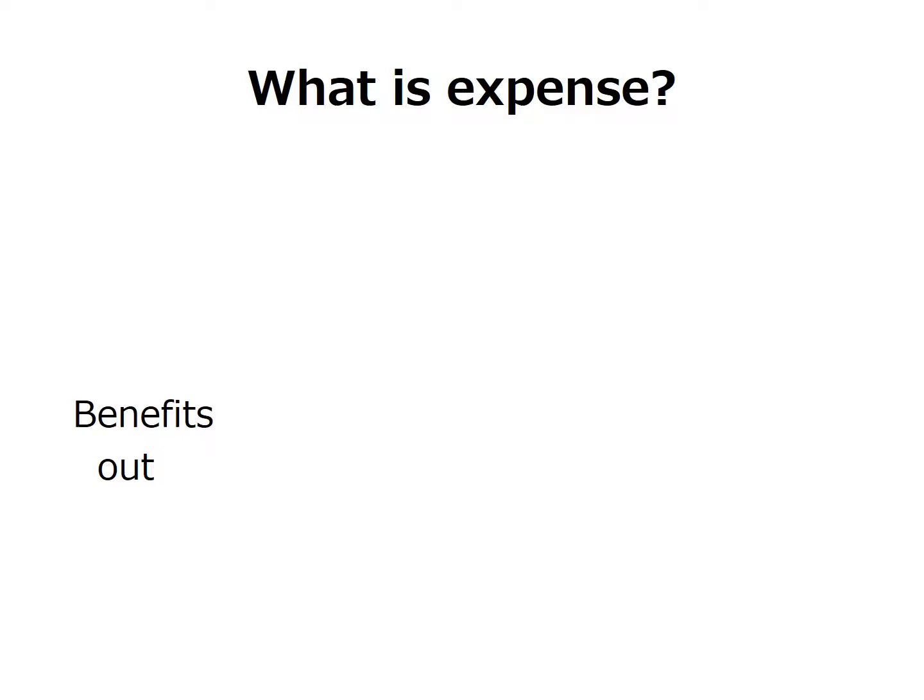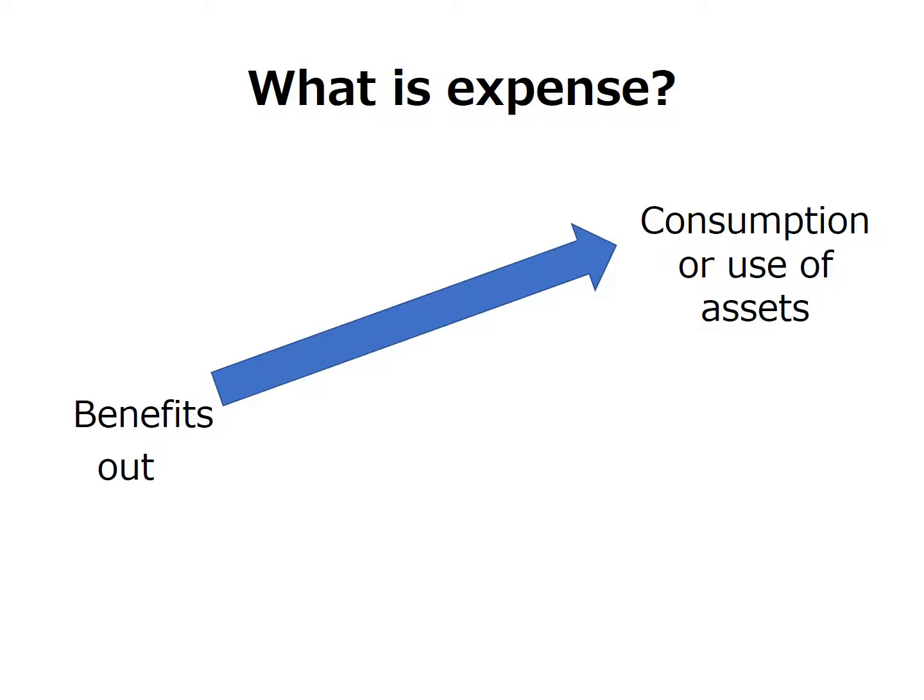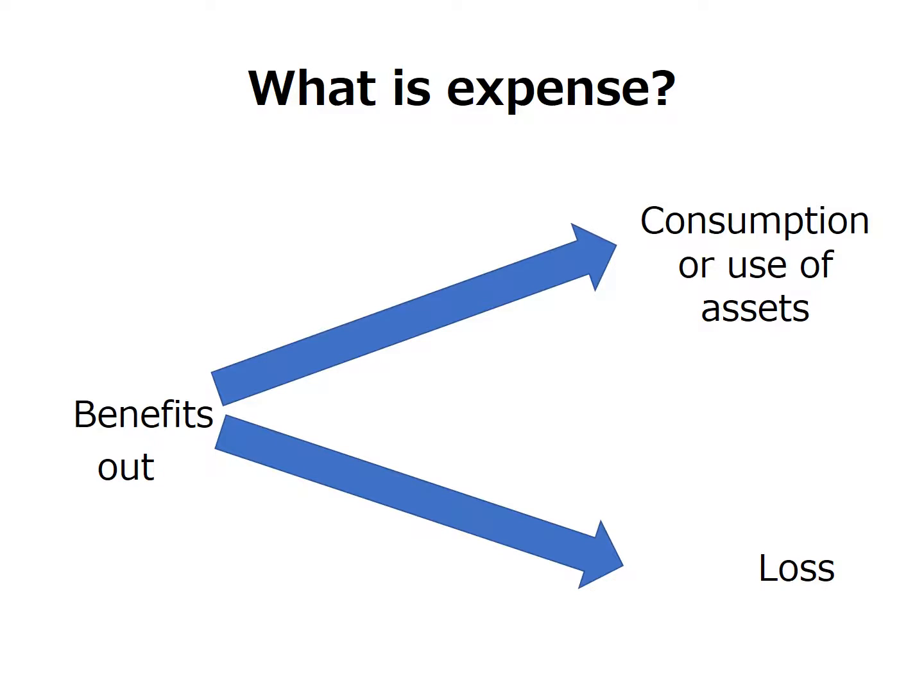What are these benefits flowing out of the business? The benefits flowing out of the business may refer to the consumption or use of assets or loss. Assets are meant to be consumed or used. Once an asset is consumed or used, it is no longer an asset. A consumed or used asset is an expense. A loss is a decrease in income of the business, usually from incidental transactions, which is transactions not directly related to the main operations.